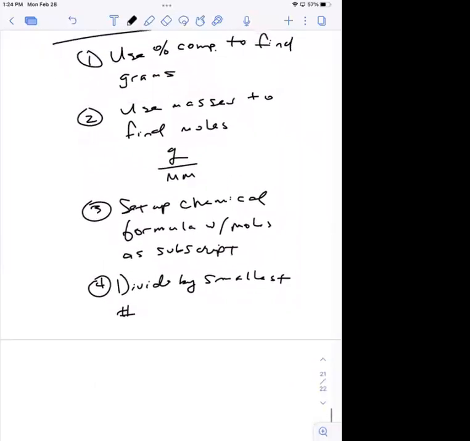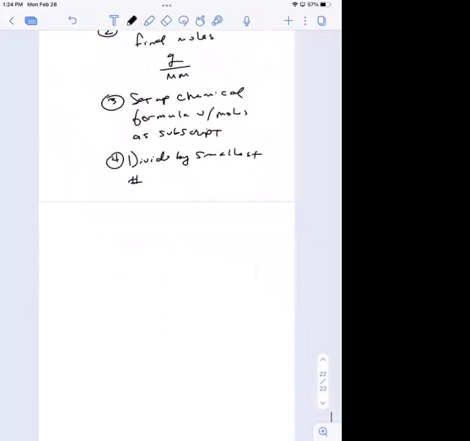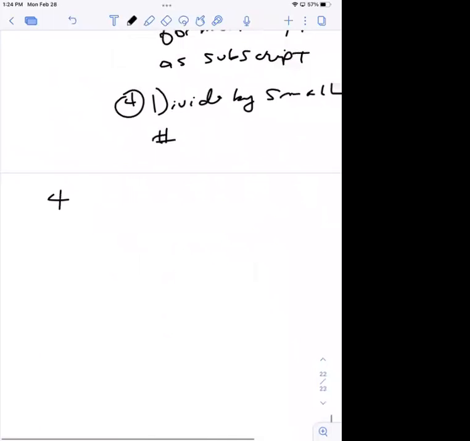So let's take it. This sample is 40% carbon, 6.71% hydrogen, and 53.28% oxygen. So we can look at it like this. This is 40 grams.